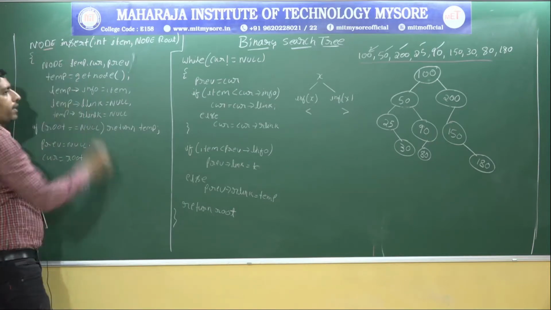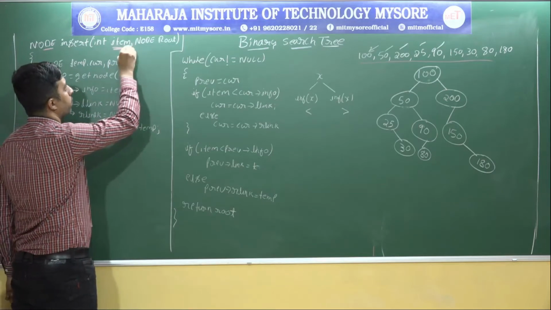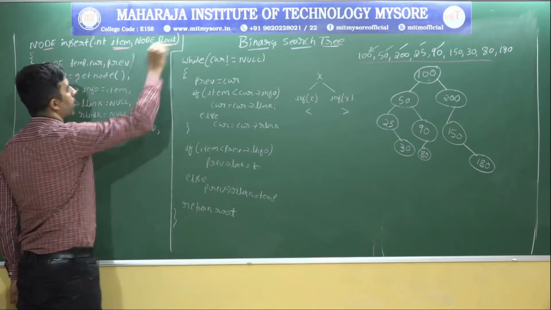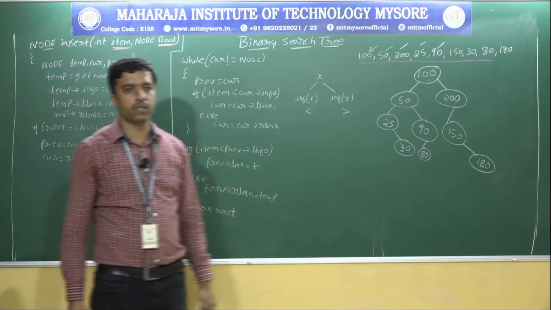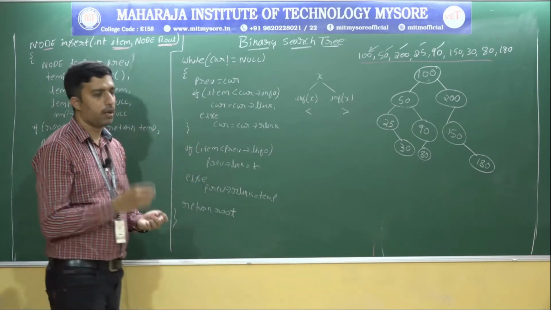Node. It is going to create the node function. It brings which item you would like to insert and what the root of it is. It is going to bring these from the main function.